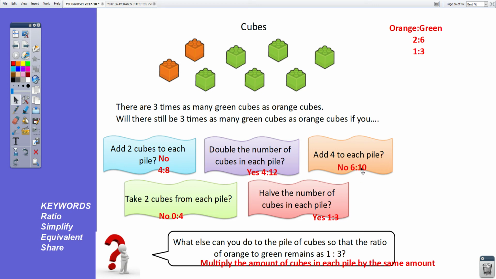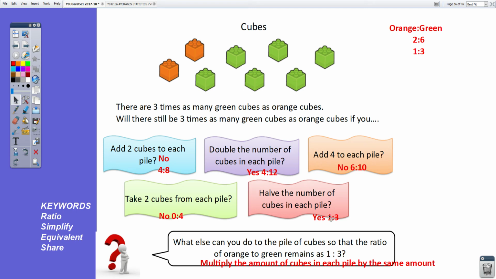Add 4 to each pile. We'd now have 6 and 10. No. Take 2 cubes from each pile. Well, we'd now have 0 orange, so that's definitely no. Half the number of each pile. Yes, because we'd have 1 orange and 3 green.